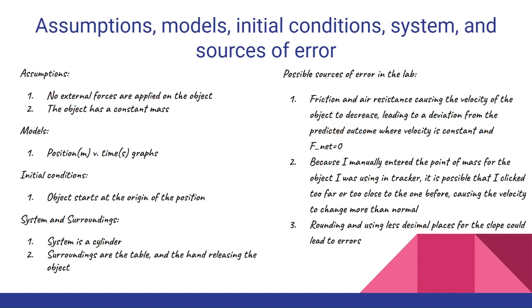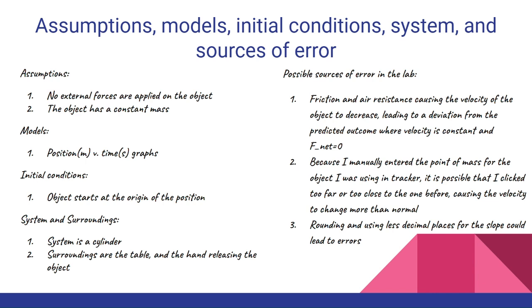Assumptions, models, and initial sources of error. For our assumptions, I assumed that there were no external forces applied on the object and the object has a constant mass. This would satisfy Newton's laws. Models: we used a position in meters versus time in seconds graph. For initial conditions, my initial condition was that the object starts at the origin of the position. My system was a cylinder. My surroundings were the table and the hand releasing the object, so my hand.